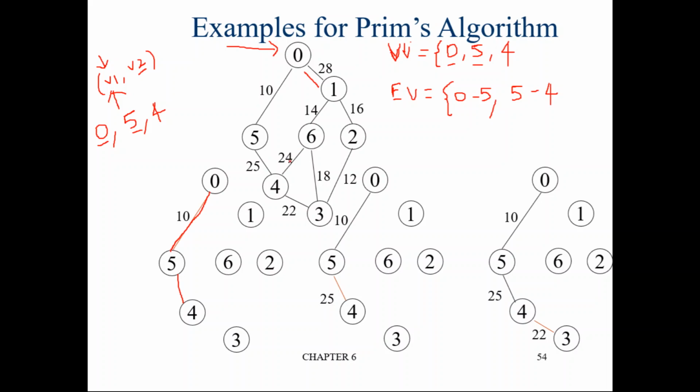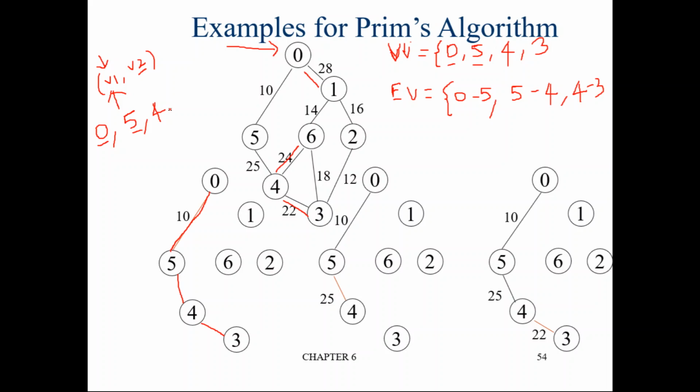From 4 we have many options. We have 4 to 6, we have 4 to 3, we have 2 options; 4 to 5 is already added. So from these, pick up the minimum cost edge. Which is the minimum cost edge? 28, 24, 22. This 4 to 3 is the minimum cost edge. So we add this 4 to 3 to the edges visited list. So this edge is added, and now one more vertex we have visited. This is the end of the third round.